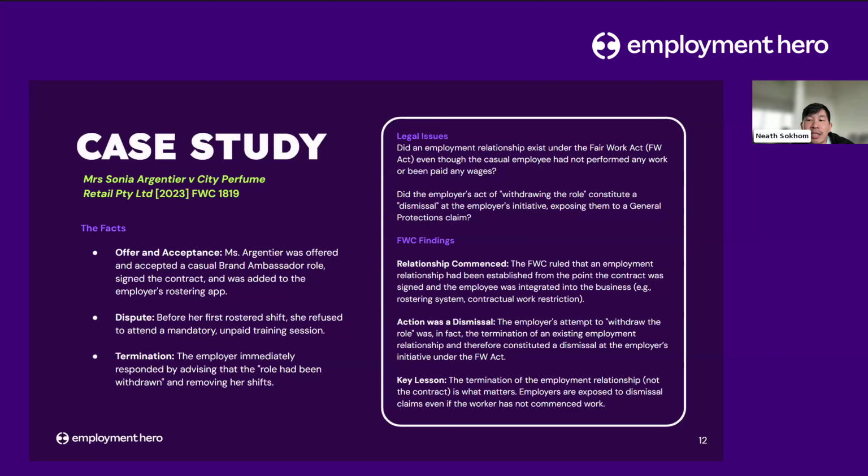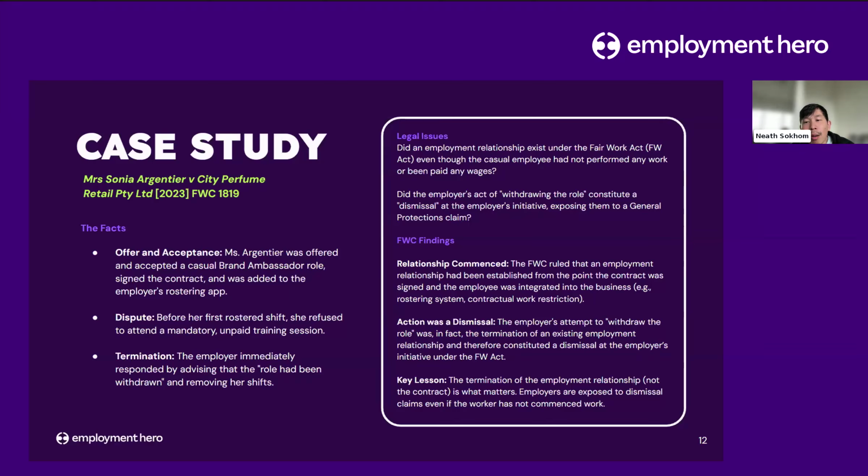So when Miss Argentier refused to attend this unpaid but mandatory training, the employer immediately sent her a message withdrawing the job entirely from her, saying that, the job is no longer for you. The employer argued that Ms. Argentier was never an employee. So naturally, Ms. Argentier was pretty irate about that. So she sued the employer.